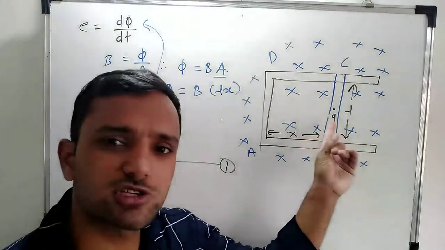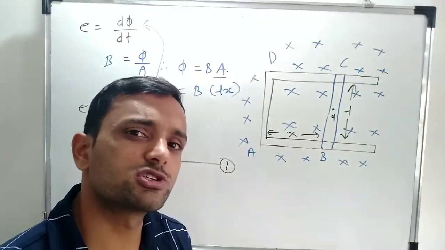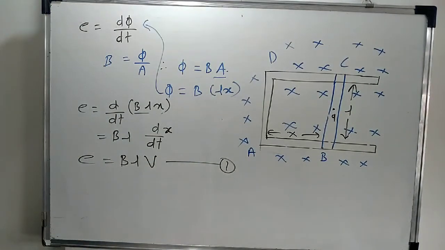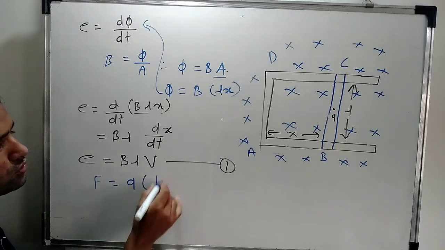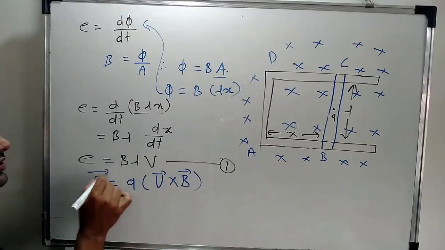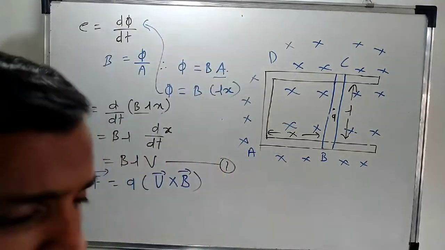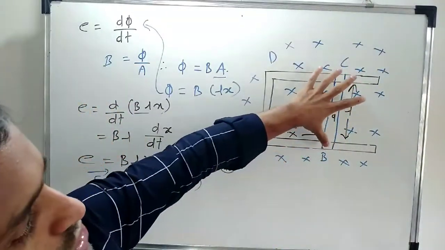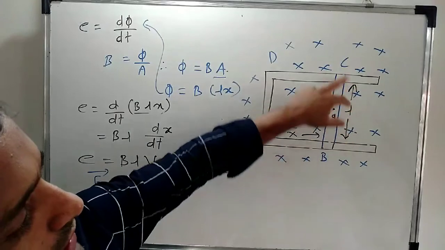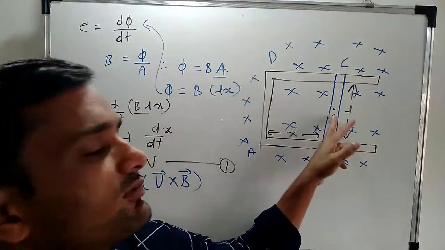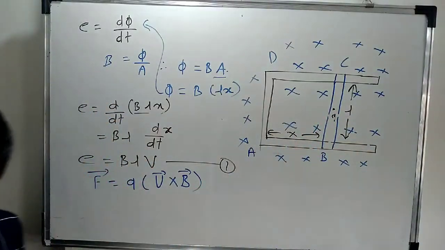What is the force experienced by this charge Q? The magnitude of the force is given by the Lorentz force. What is the equation of the Lorentz force? The equation of the Lorentz force is F is equal to Q, V cross B, where V is the velocity. Q is the charge which is moving along the length of the conductor, along the length L. The force acting on the charge due to the uniform magnetic field is given by this equation.